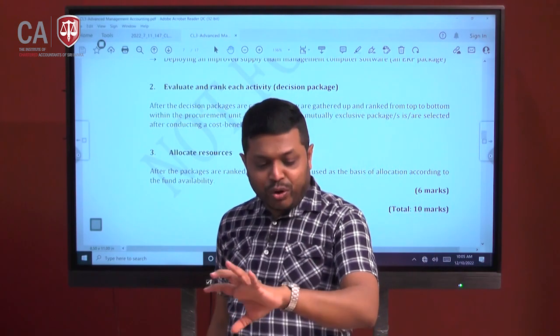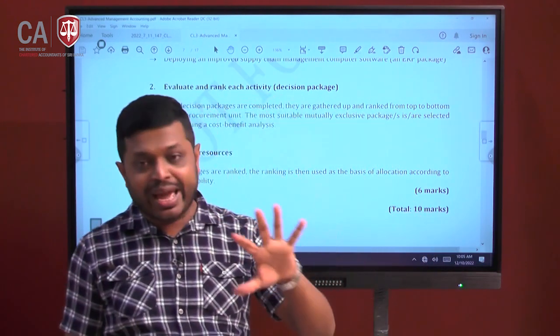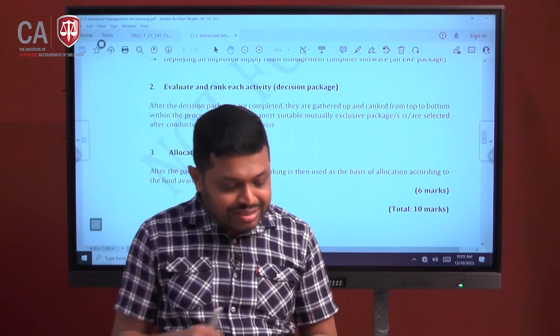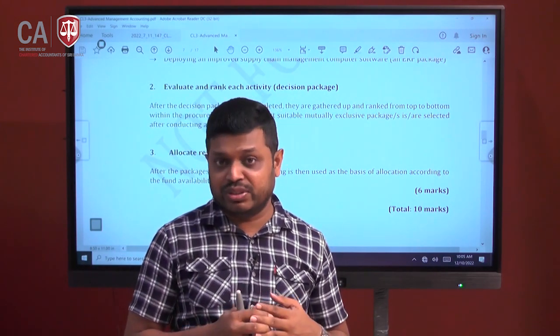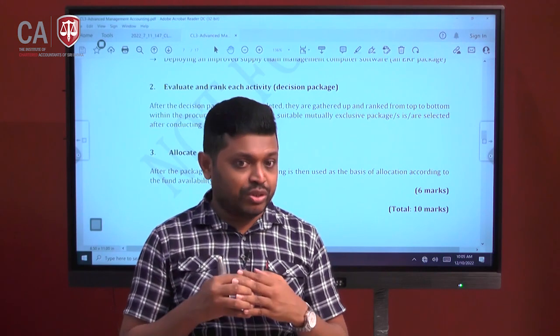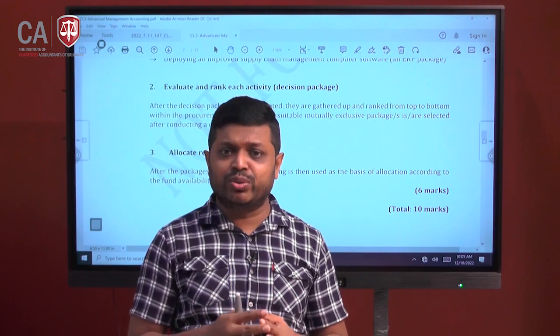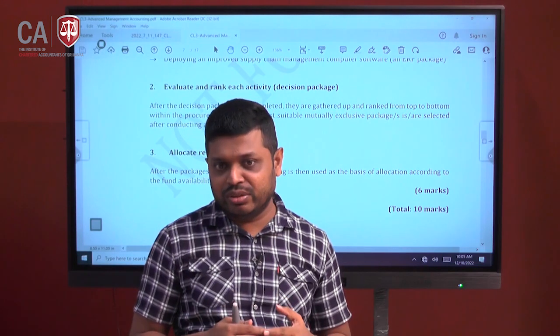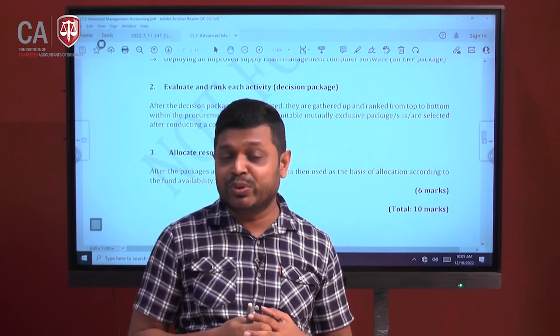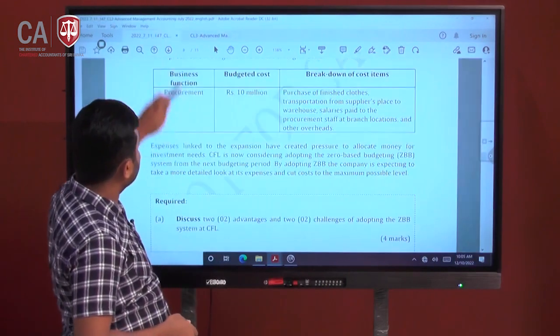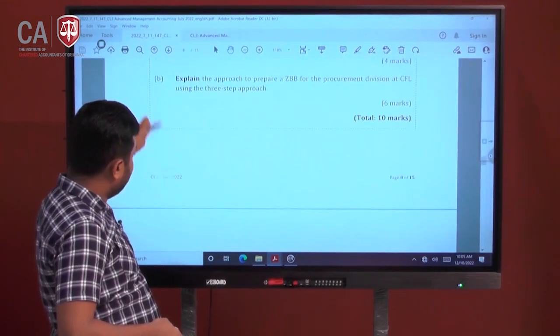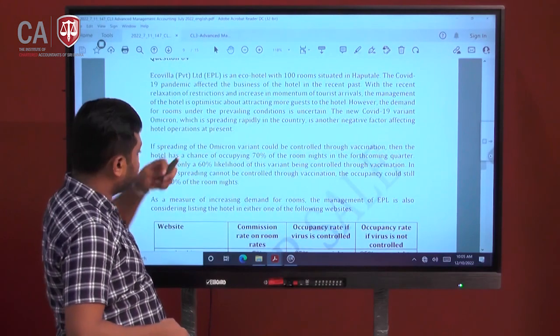For both question number 2 and 3 you just need to explain the concepts and theory backgrounds, right? Question number 2 and question number 3, both you need to explain only. There is not much computation involved. Now we will move to the next illustration, question number 4.